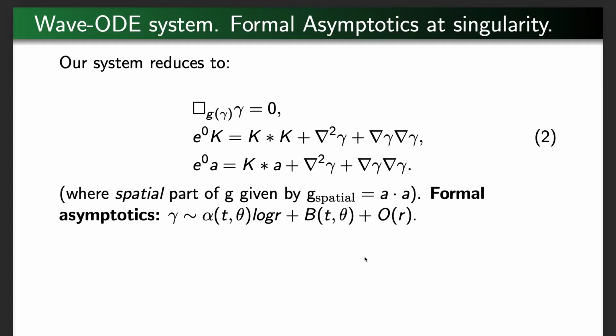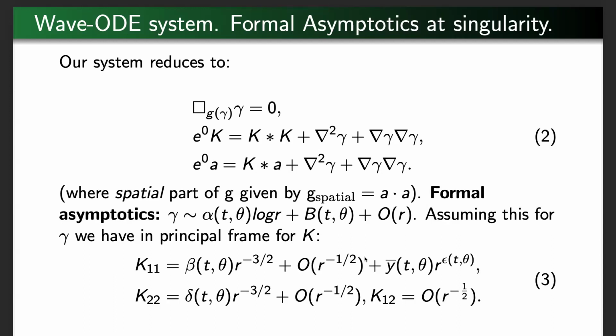So you could do something non-mathematical, which is formal asymptotics. Suppose that the metric behaves like you believe it will behave, and then find formal asymptotics for solutions of the ODEs and the wave equation. That's not very difficult to do. Formally, it will depend like this: an alpha, depending on the point t and theta, times log r. And this is what gives you the collapse or expansion of the e to the gamma. And then the principal directions, k11 and k22, will blow up according to such rules.